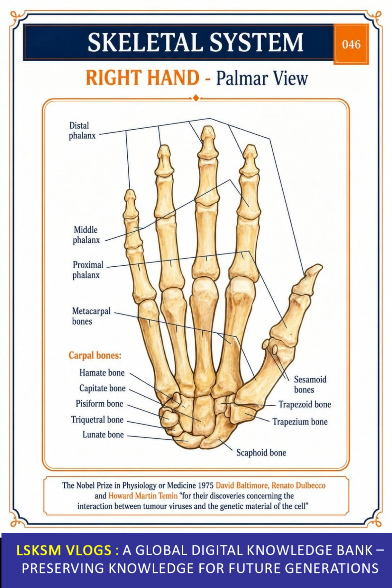Right hand, palmar view. The palmar view shows the palm, fingers, and major bones of the hand. It is designed for gripping, holding, and fine motor movements.